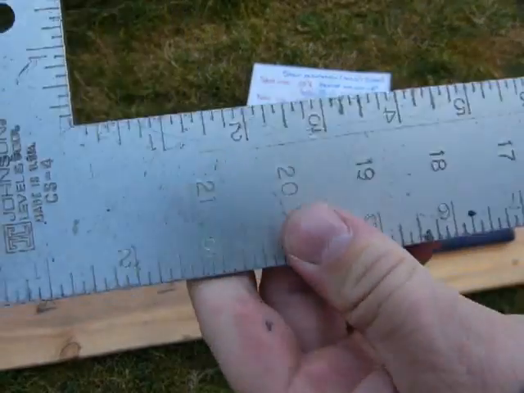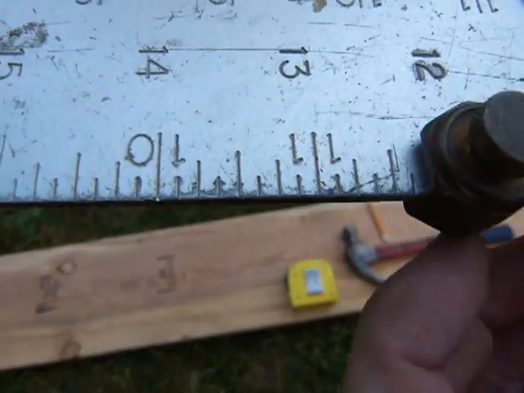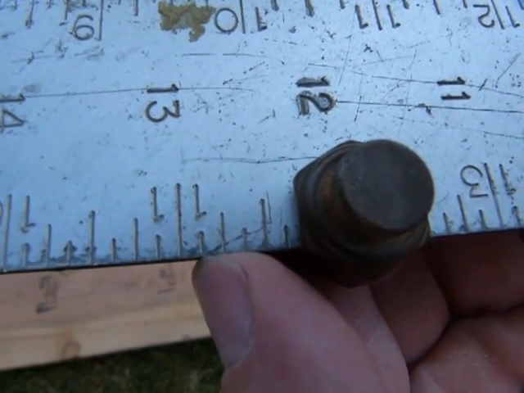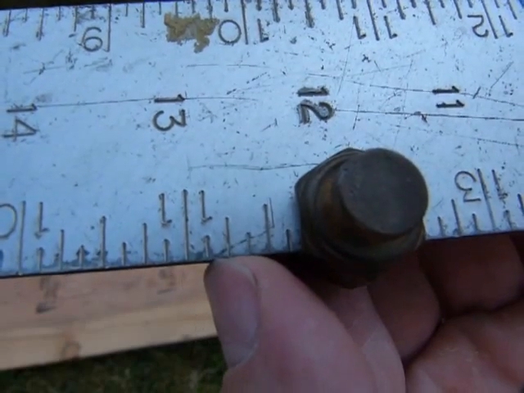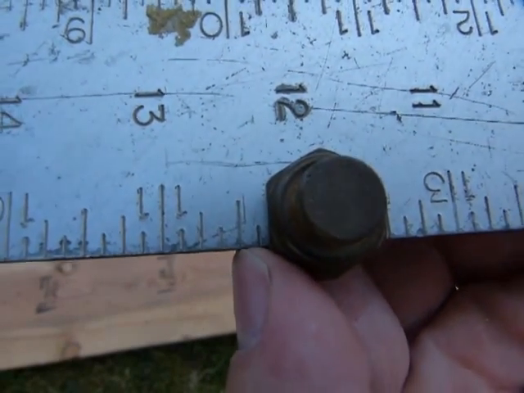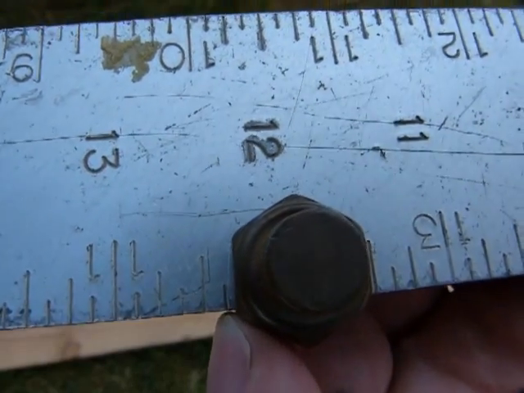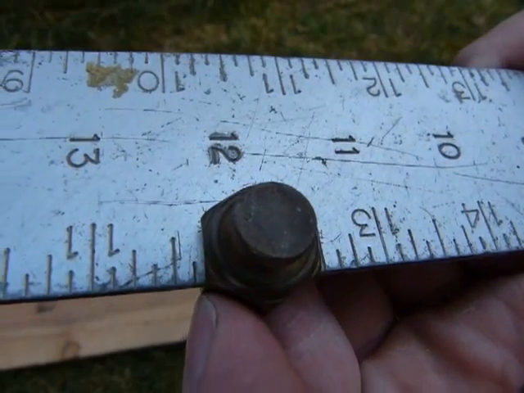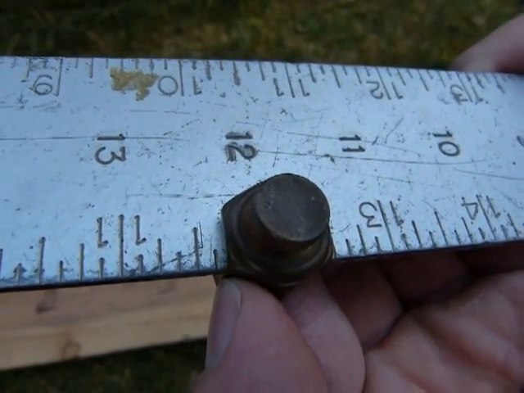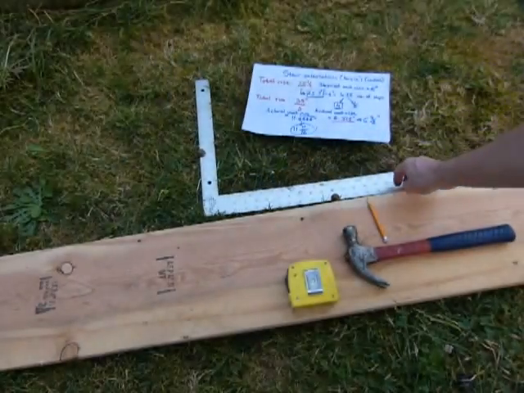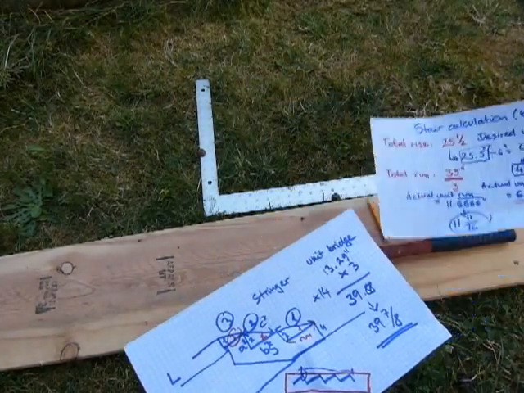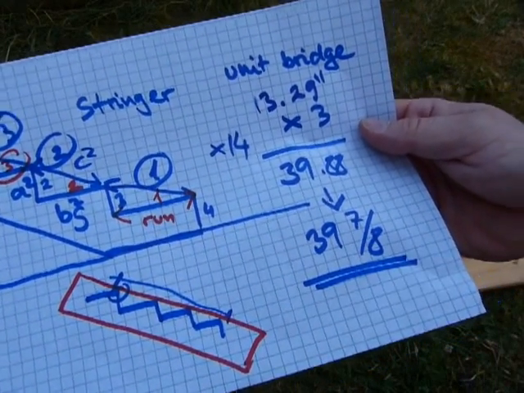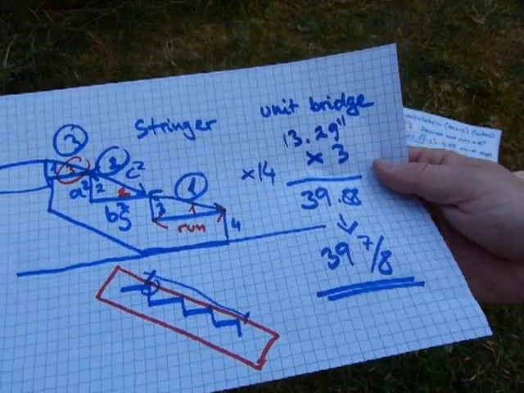For the 11 and 11/16, this is what I came up with. There is 11 inches. That's 1/8, so that's 1/8. Every 8 is 2/16. 2/16, 4/16, 6/16, 8/16, 10/16, and 11/16. You can kind of see how it's approximated. Because it is approximated, that's why we had to calculate 3 times the amount of unit bridge, and we came up with that number, 39 7/8 of an inch.